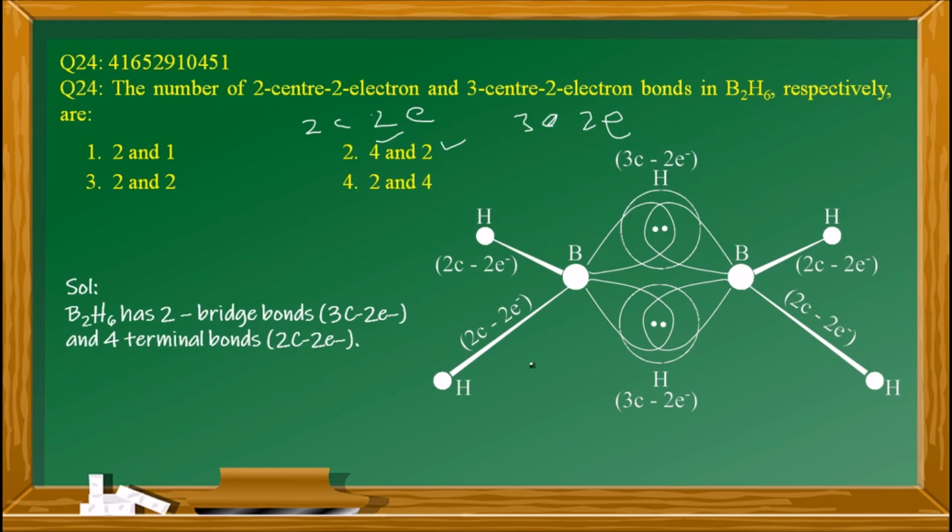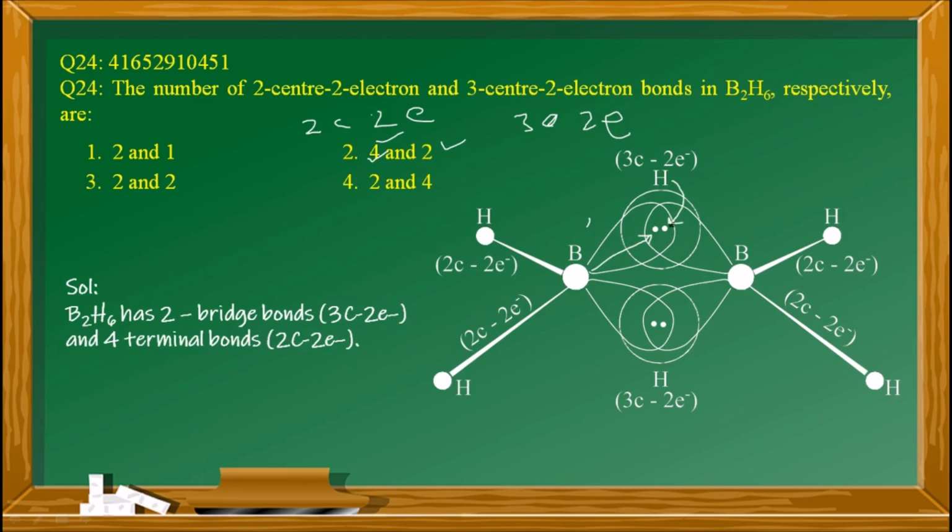Yes, friends, in diborane there are 2 bridge bonds. These are 3-center 2-electron bonds, and there are 4 terminal bonds, which are 2-center 2-electron bonds. 1, 2, 3, 4. There are 4 2-center 2-electron bonds. Yes, friends. Whereas the 3-center 2-electron bond, we know, is a special 3-center bond in diborane. Boron provides this electron, and this electron is provided by this hydrogen.